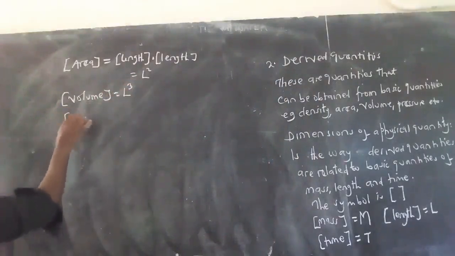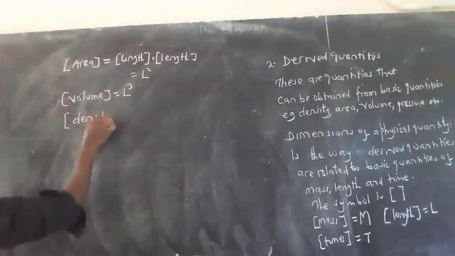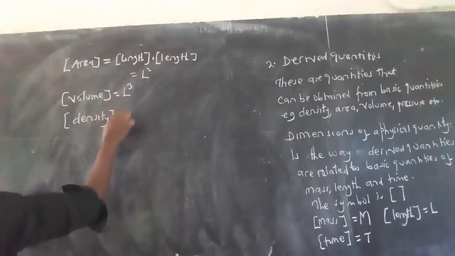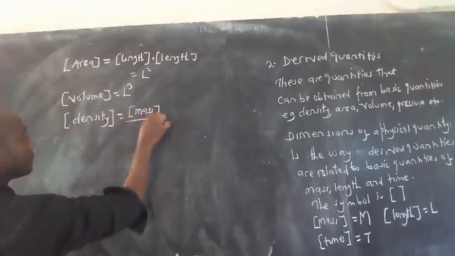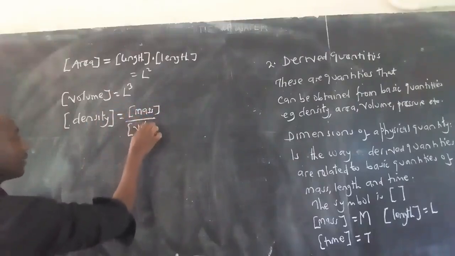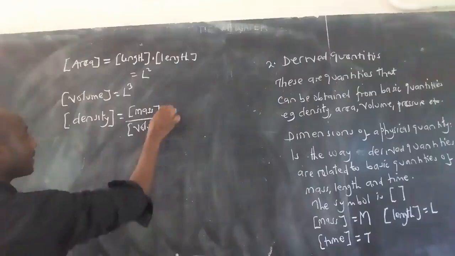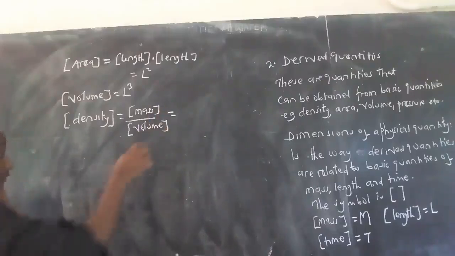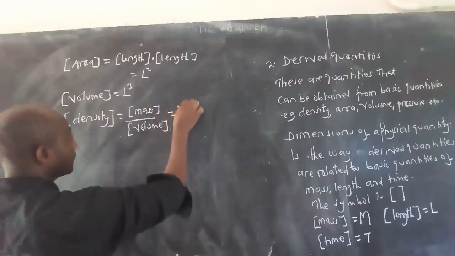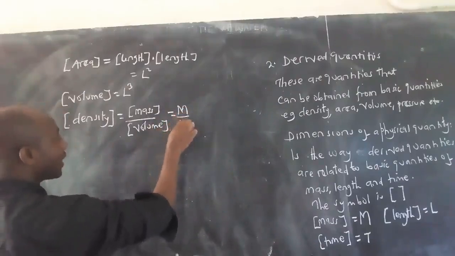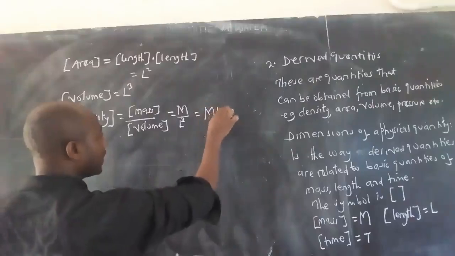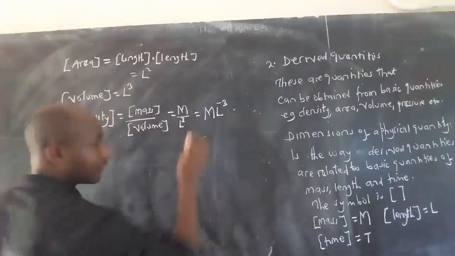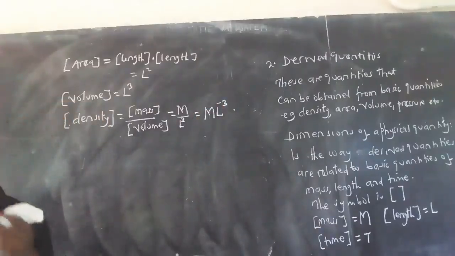Dimension of density. Density is equal to dimension of mass divided by dimension of volume. Mass is capital M. Volume is L cubed. So this will be capital M, L to power negative 3.